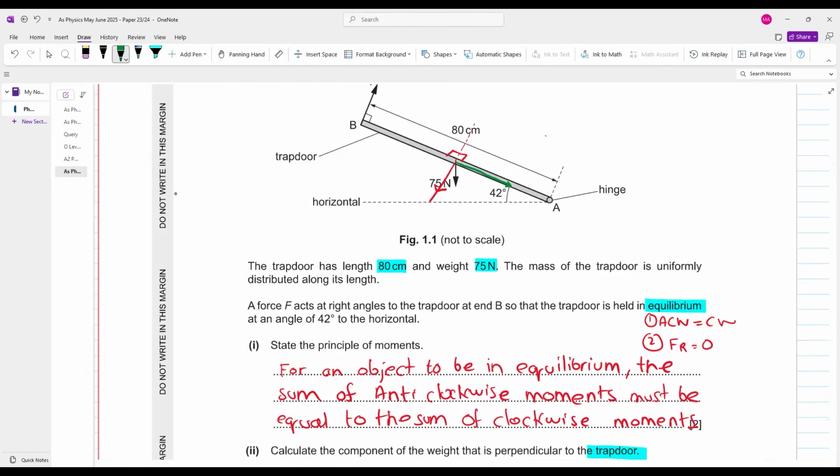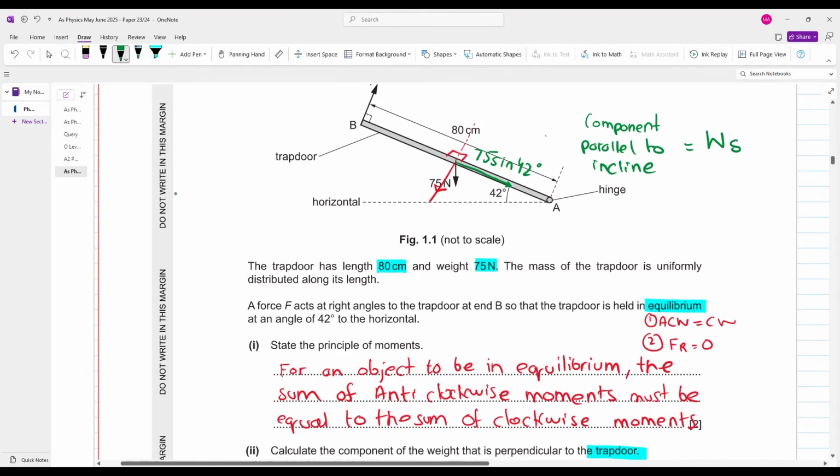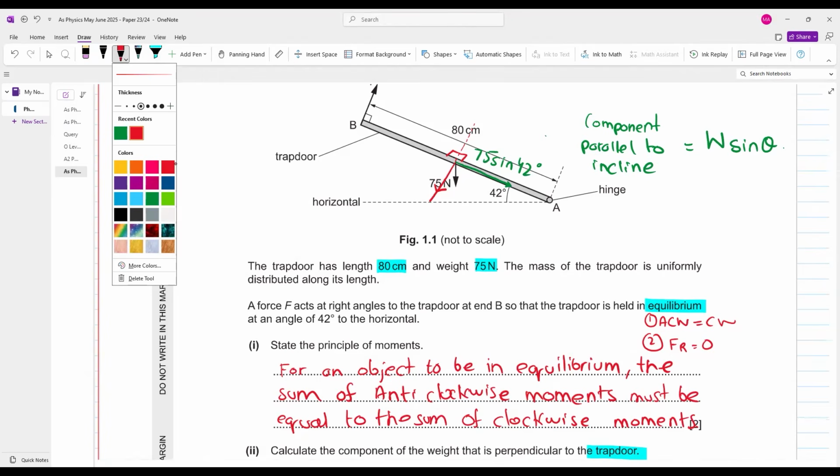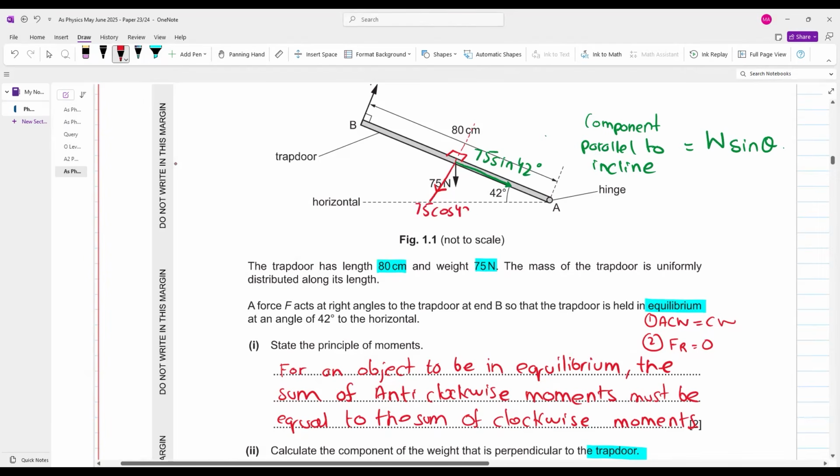Always remember, the component parallel to the incline is the weight or the force times sine of the angle of incline. Theta is the angle of the incline. And the component perpendicular to the incline is weight cosine theta. Component perpendicular to incline will be W cosine theta, theta being the angle of the incline.